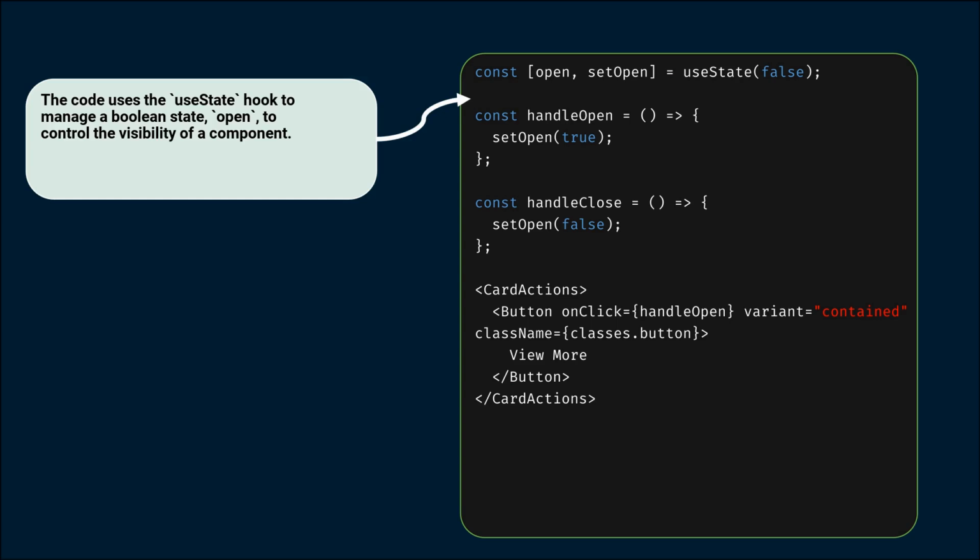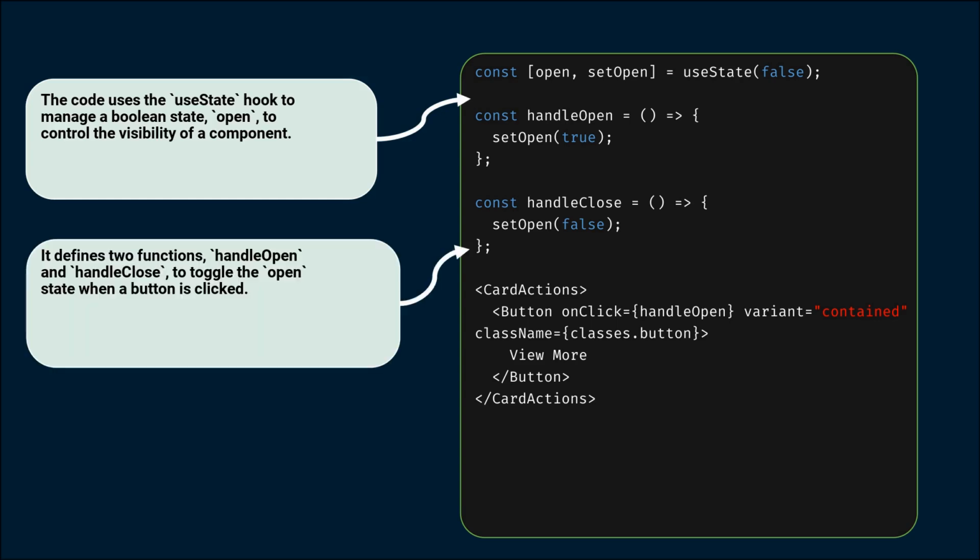We begin by creating a state variable named open, initialized to false, which will track whether the dialog is currently displayed. To control the dialog's visibility, we define two functions, handleOpen and handleClose. The handleOpen function sets the open state to true, signaling that the dialog should be shown, while the handleClose function reverts the open state to false, hiding the dialog when the user wishes to exit.